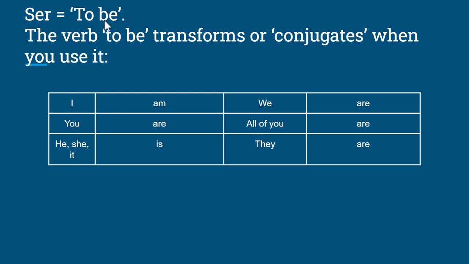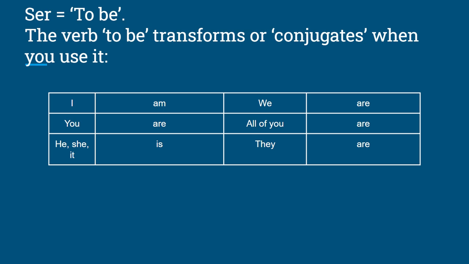So again, I have to change the word to be to match the subject. So I'm talking about myself. I would not say I be, you would say I am. You do not say you to be, you do not say you be, you do not say you am, you have to say you are. So for example, going back to I am Peter. You are a student.